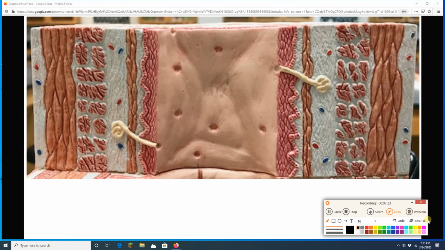Okay, let's get rid of that. Let's do our final layer here. Final layer is this guy right here. It is an Adventitia. Now you may recall that your vessels, your arteries, and your veins had an Adventitia. It is the anchoring layer. We got to lock our esophagus to our trachea, to our heart, to other organs, and the Adventitia is the connective tissue layer that does this job for us. All right.